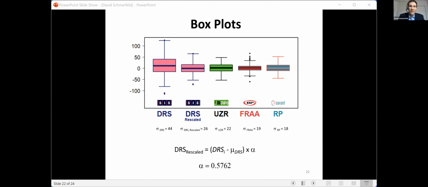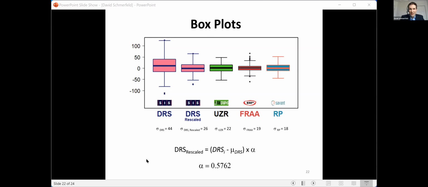So we can make DRS have a similar variance to the other fielding statistics. If we multiply each DRS observation by 0.5762, that's going to reduce the standard deviation of DRS from 44, which is the box plot on the far left, to 26, which is the DRS rescaled box plot. So that standard deviation of 26 is going to be more in line with the standard deviations of the other fielding statistics, which as you see range from 18 to 22.